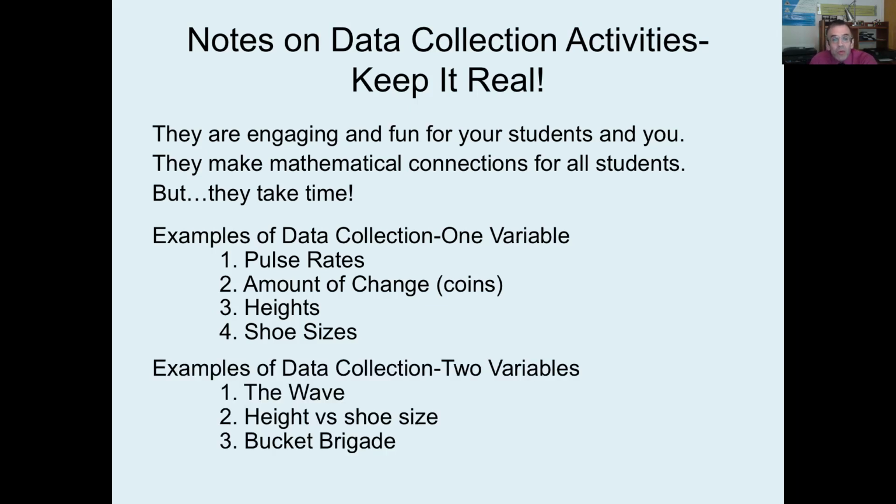Examples of data collection using two variables: we have the wave, which we see at sporting events. We can compare student height versus shoe size. And we could do a bucket or book brigade, which is when you have a line of people and they pass a bucket or a book down the line and you time it.